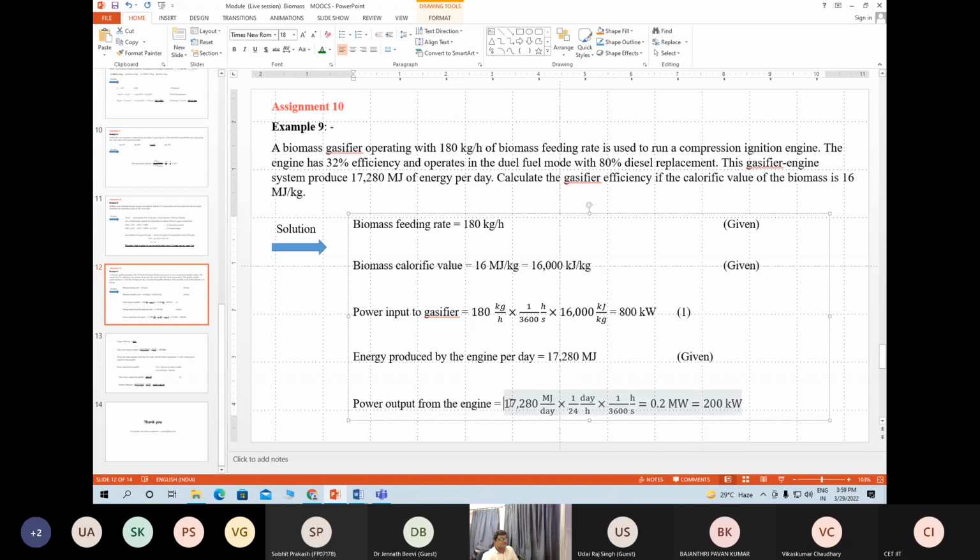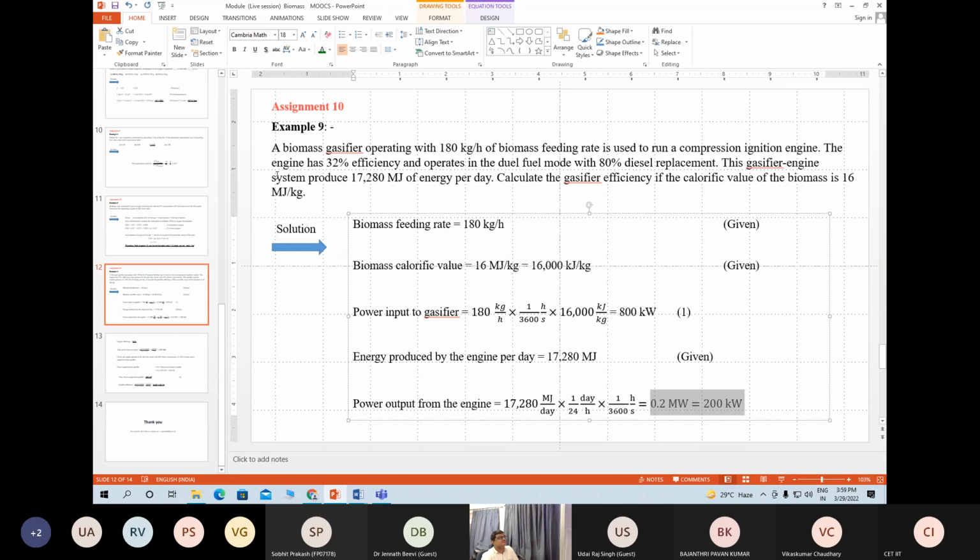Since it is 17280 megajoule per day, we first convert into hours, then into seconds. Simply, we'll get the value in the form of kilowatt. Clear? So this is the power output from the engine. That is what is mentioned.